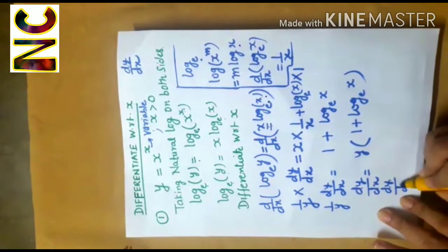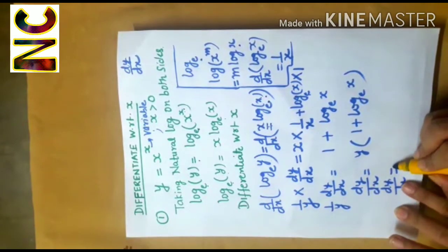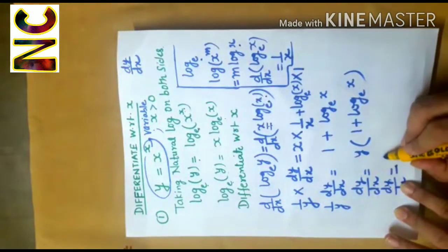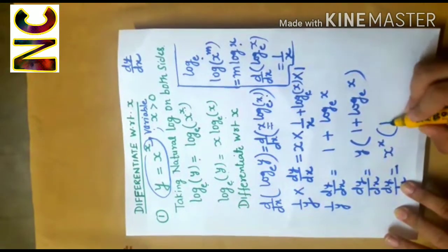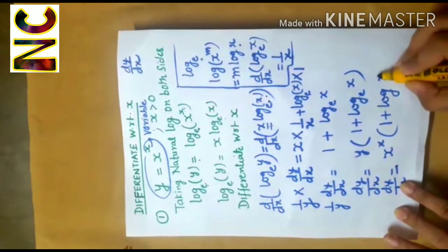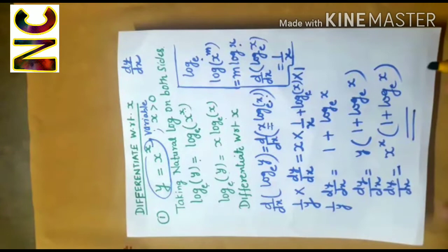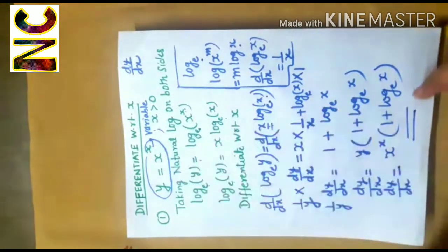So dy by dx is equal to, what was y? y was this. So it is x raised to the power x into 1 plus log x to the base e. This is the derivative of x raised to the power x.